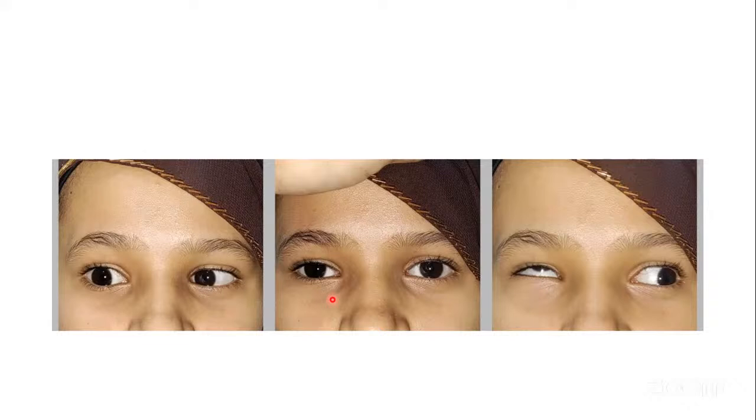To differentiate between the 3 types, in type 1 DRS, you have 1D, only limitation of abduction. In type 2 DRS, you have 2D, only limitation of adduction. In type 3 DRS, you have 3D, limitation of both abduction and adduction. In type 1, usually you will have esotropia. In type 2, usually it is exotropia. In type 3, the patient might have orthotropia, esotropia in some cases, and exotropia in others.